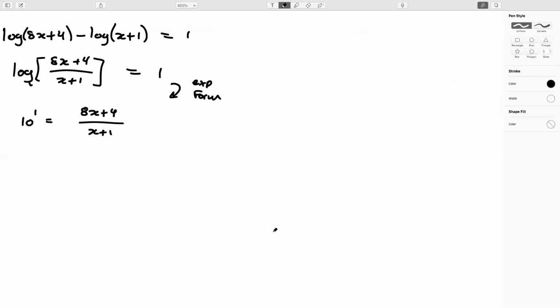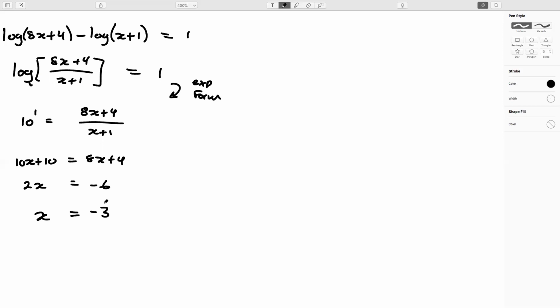And now we get to go about simplifying this. (x plus 1) times 10 is going to give us 10x plus 10 equals 8x plus 4. We might be able to escape the quadratic formula this time. Subtract 8x and subtract 10 is going to give us 10x minus 8x is 2x equals 4 minus 10, which is negative 6, or x equals minus 3.